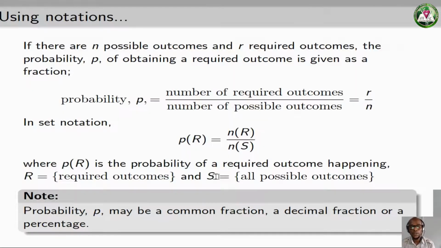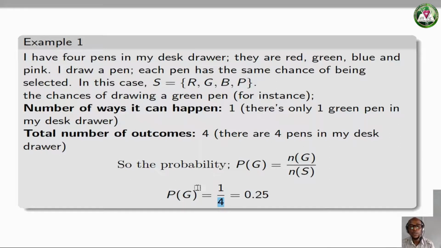Now, if you look at what we talked about earlier, probability can be a common fraction, a decimal fraction, or a percentage. So the probability which we just solved as 1/4 can also be written as a decimal, which is 0.25. So what you should understand here is that, first of all, you need to know what your sample space is, the total number of outcomes you have in that experiment. Then you need to know the number of ways the particular event you wish to calculate can happen, divided by the total number of outcomes, which is your sample space.